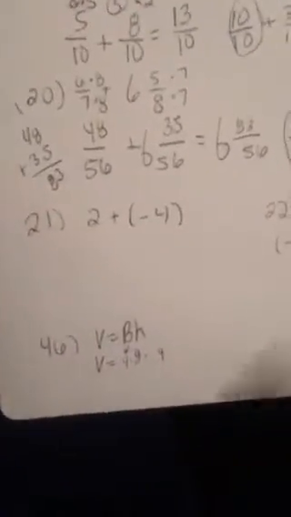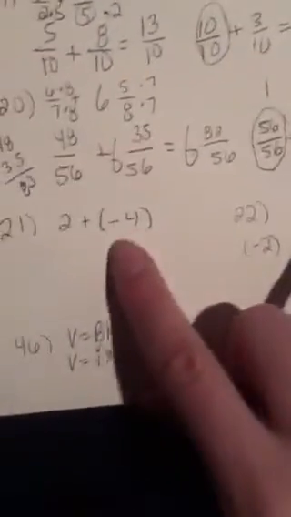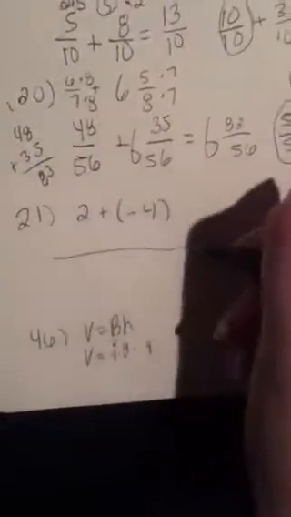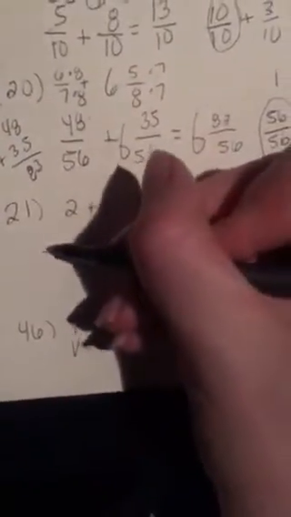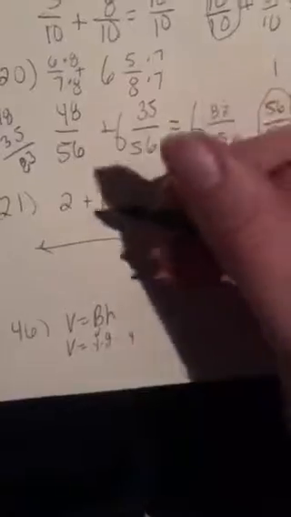21 and 22 are addition and subtraction with integers. So keep in mind you can always use a number line. So I'm starting at positive 2. And I'm adding a negative 4.